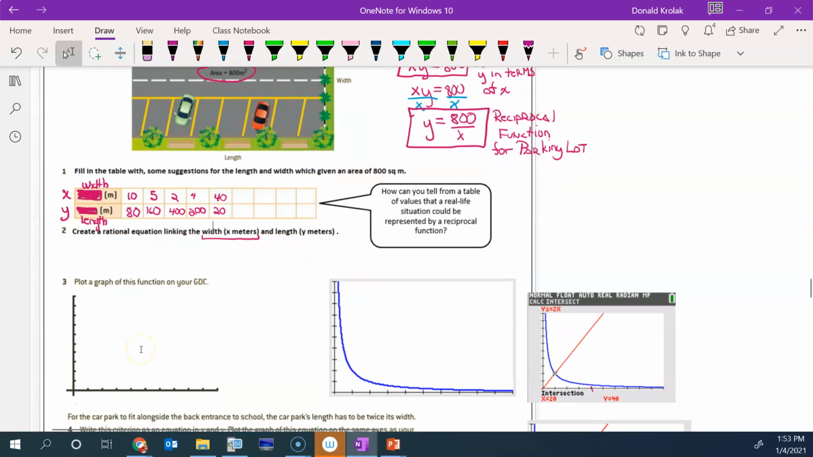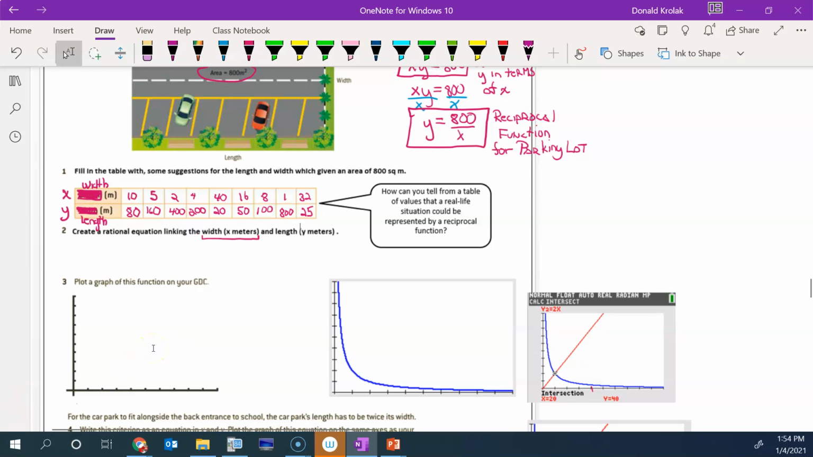So all of these are going to end up on our graph once we graph this thing. What else? Let's see. 8 and 100. 16 and 50, yeah. 1 and 800, that'd be a pretty narrow parking lot. What else? One more. Very good. 32, 25. Okay.